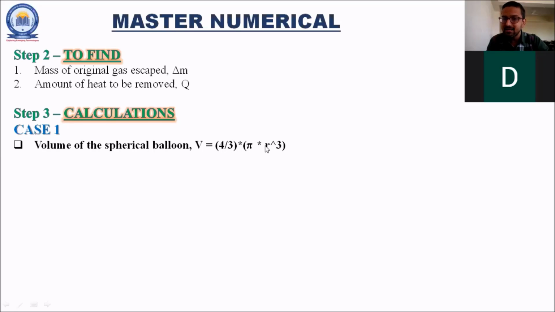Substituting the value of r, that is equal to 3 meter, I am getting the value or the answer for the volume. So V is equal to 4 by 3 pi into 3 raised to 3. So I am getting the answer, that is 113.097 meter cube.